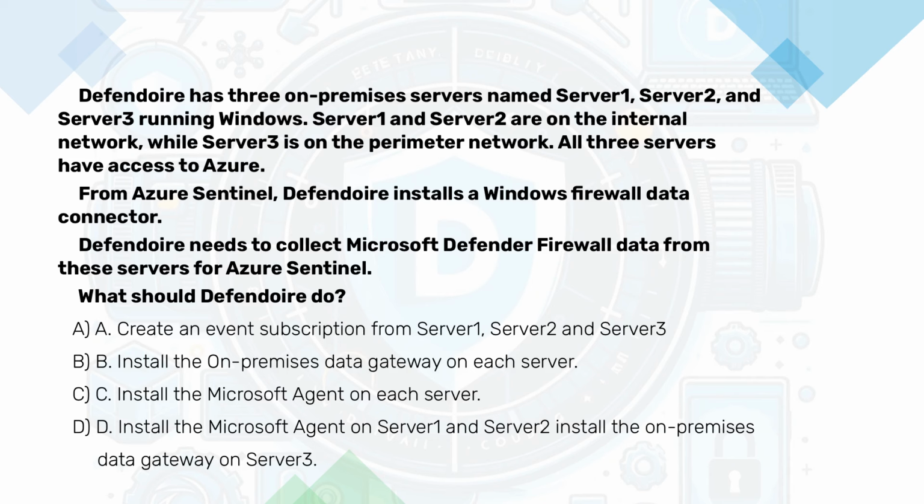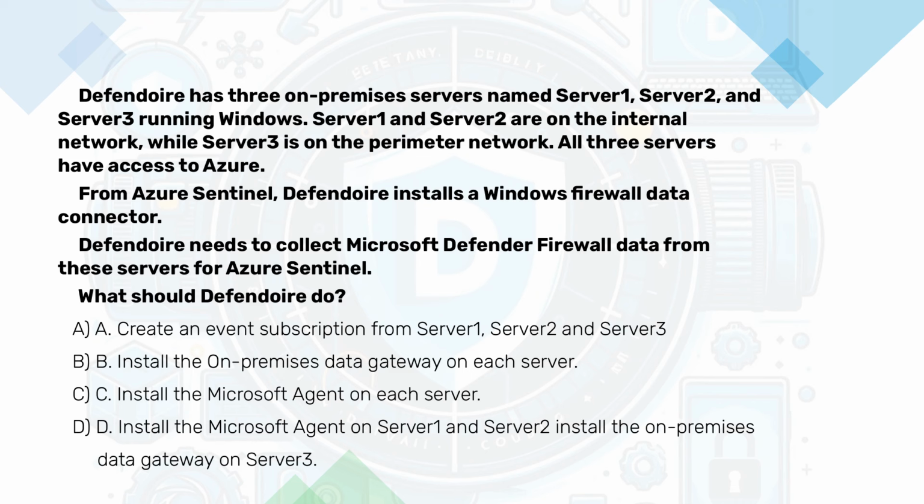We have 3 on-premises servers running Windows. Servers 1 and 2 are on the internal network, while Server 3 is on the perimeter network. All 3 servers have access to Azure. From Azure Sentinel, we install a Windows Firewall data connector. We need to collect Microsoft Defender Firewall data from these servers for Azure Sentinel.